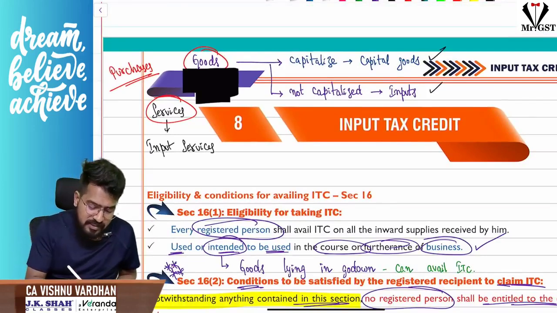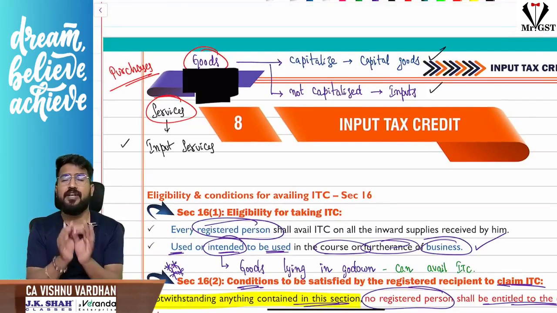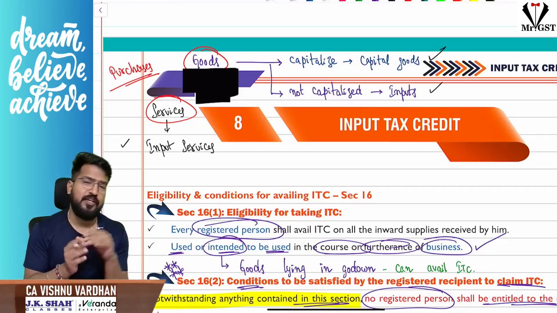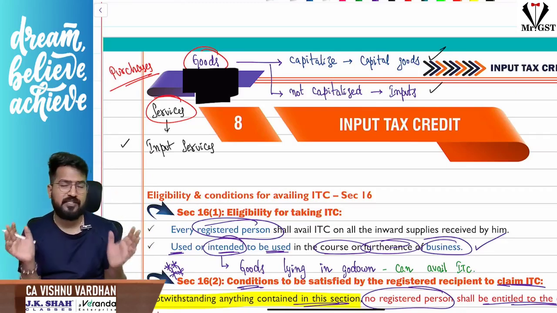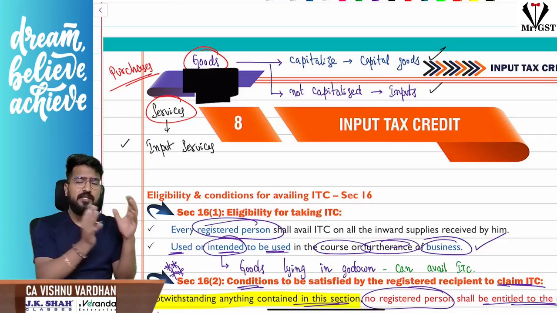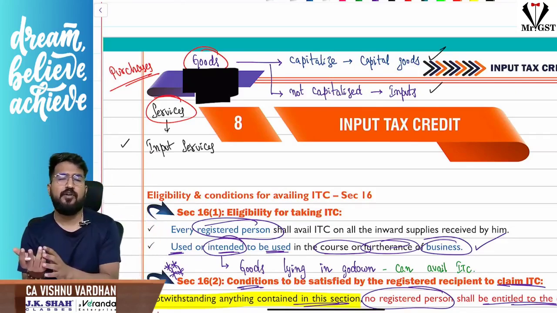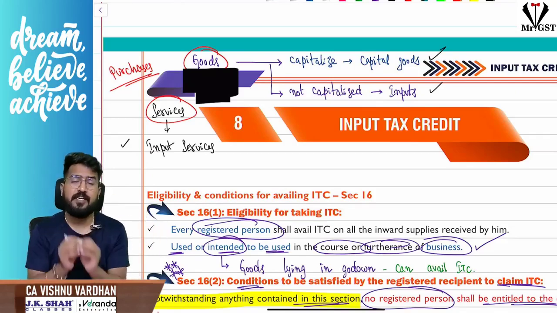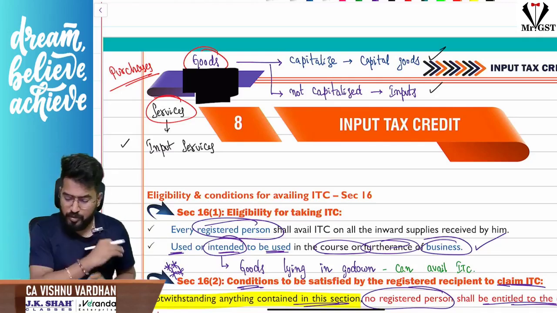But sir, for services, there is no such differentiation. We call it input service, whether you capitalize or don't capitalize. Goods, capitalized: capital goods. Not capitalized: inputs. Services, straight away input services. Hope you are thorough with that.